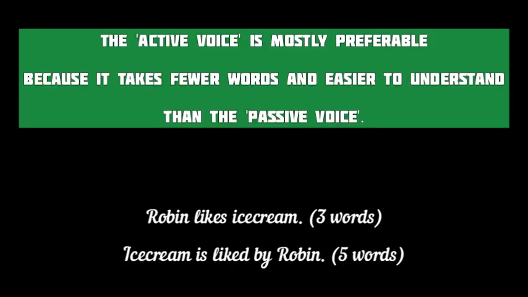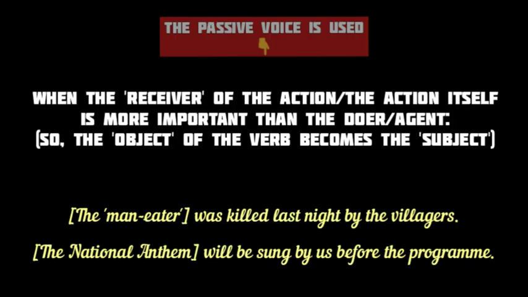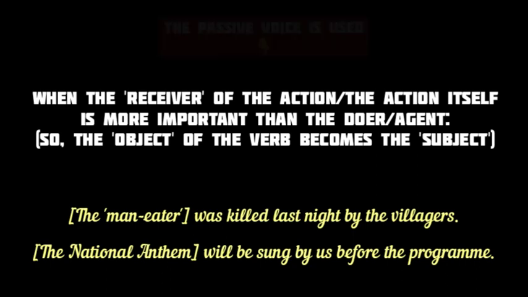The active voice is also preferable because it takes fewer words than the passive voice. It's easier to understand and has a direct tone. For example, the active construction Robin likes ice cream has 3 words, while the passive construction ice cream is liked by Robin consists of 5 words. However, in spite of these advantages of the active voice, the passive voice is preferable in certain cases.